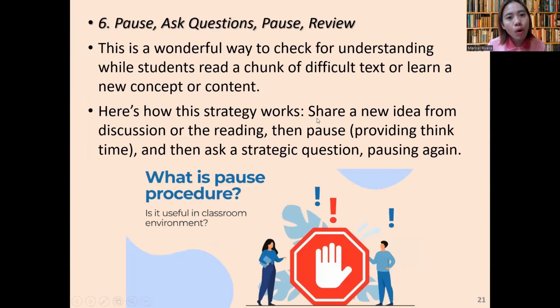And then we do have pause, ask questions. As a teacher, we could pause, ask questions, pause again, and then review. And by pausing, by asking questions, pausing again and reviewing, we are also applying some scaffolding strategies to our students.